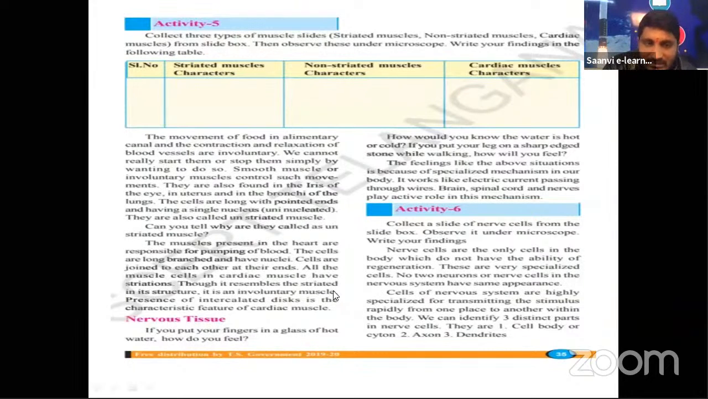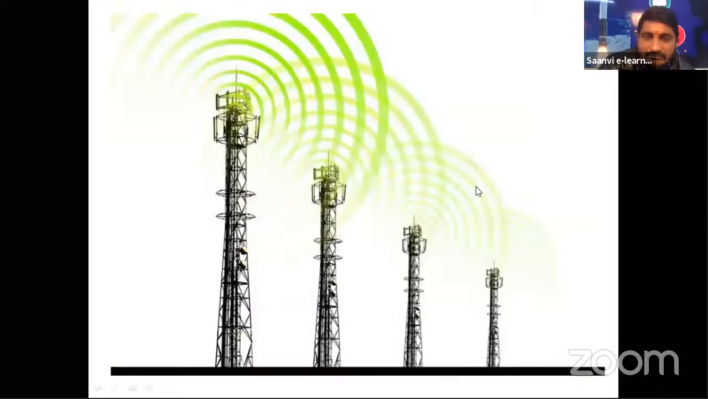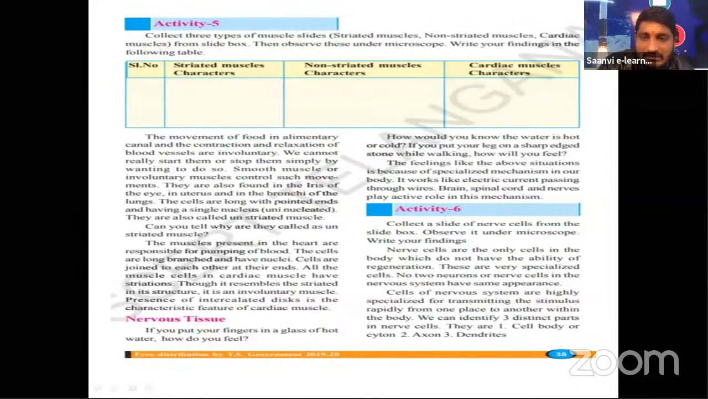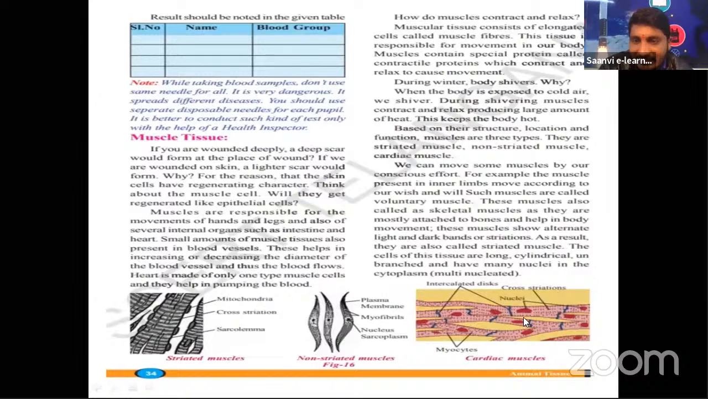So it resembles the striated muscle in its structure. It is an involuntary muscle, and there is the presence of an intercalated disc. The intercalated disc is the characteristic feature of cardiac muscle. These characters you can put in that particular box. You can see here cross striations and nuclei, and intercalated discs are also present in this.